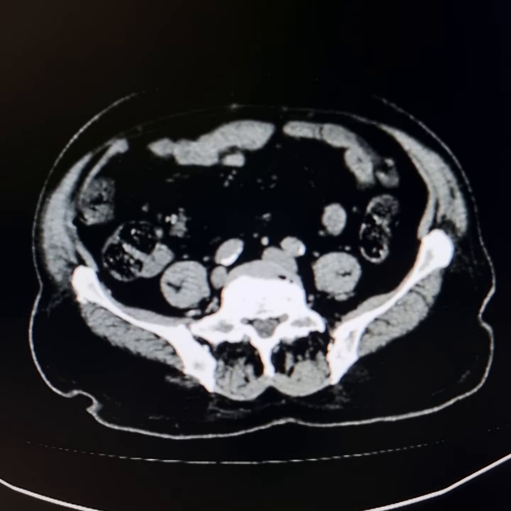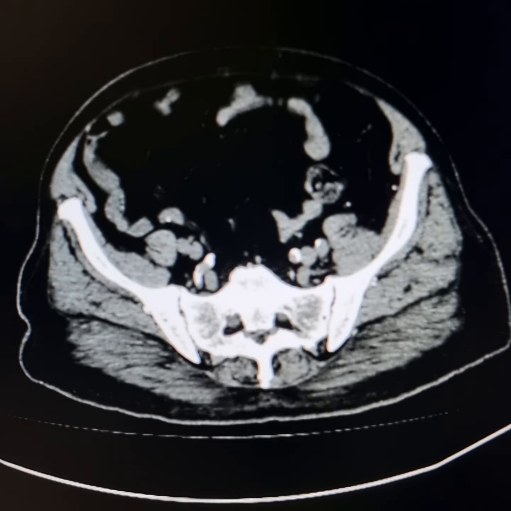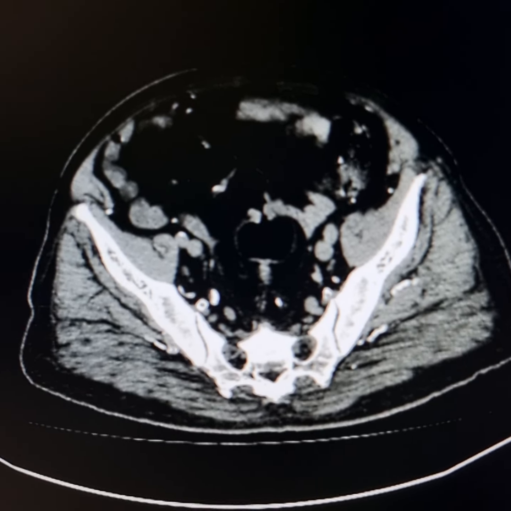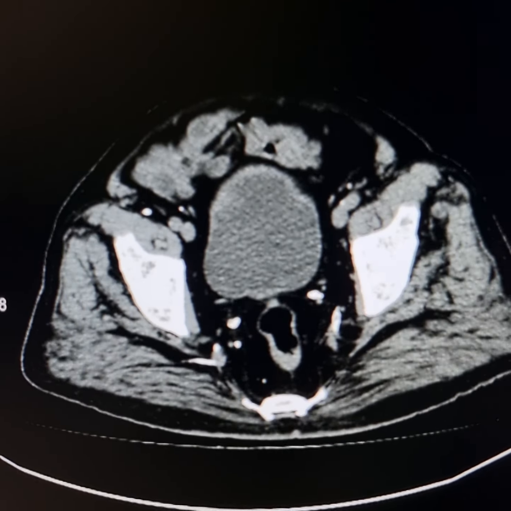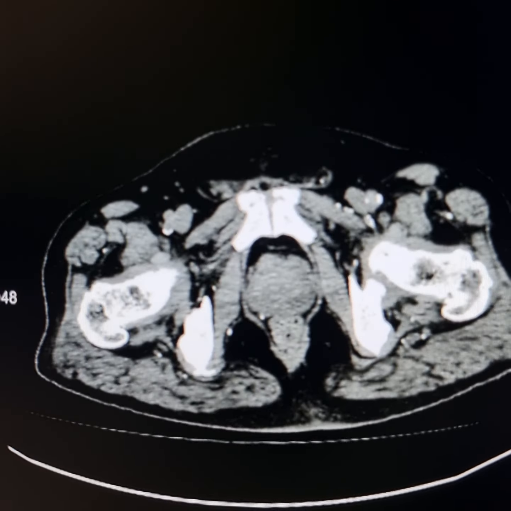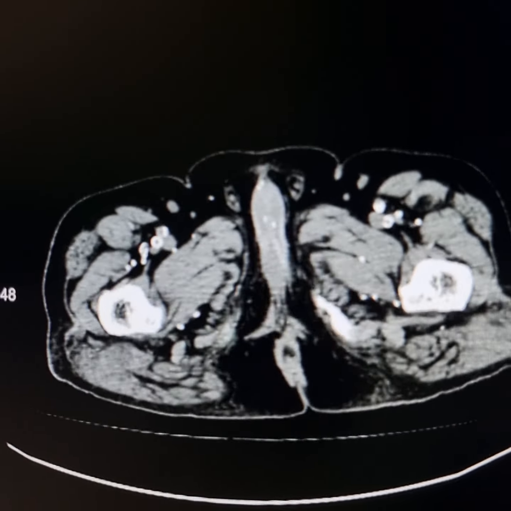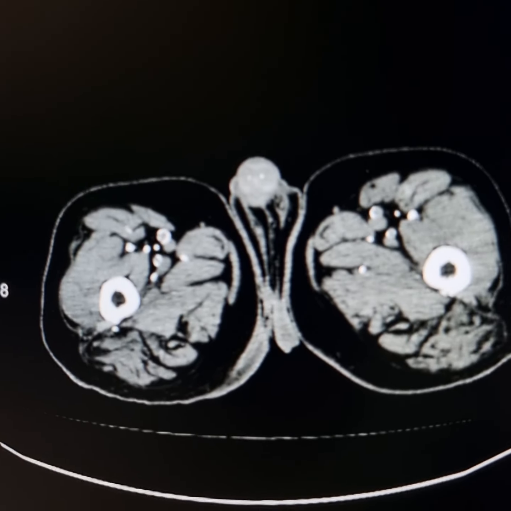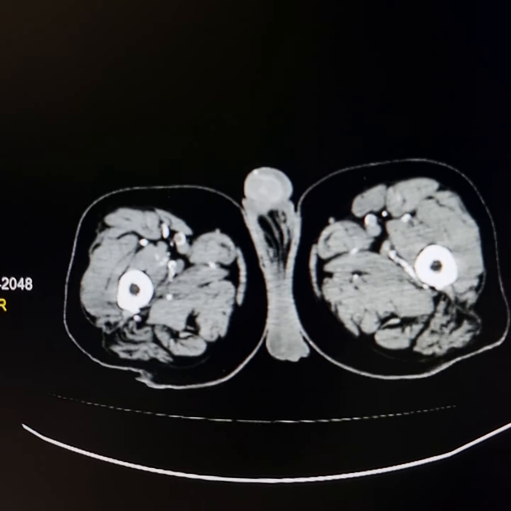This is a plain scan of left lower limb CT angiogram. Please observe heavily calcified atheromatous plaques and tunica media calcifications, making almost casts of most of the arteries of left lower limb.